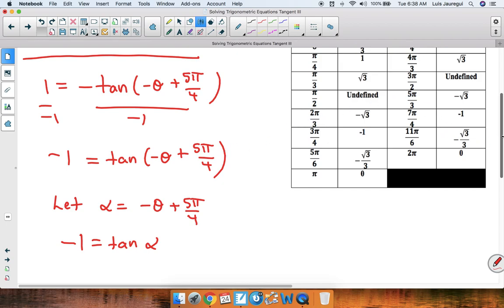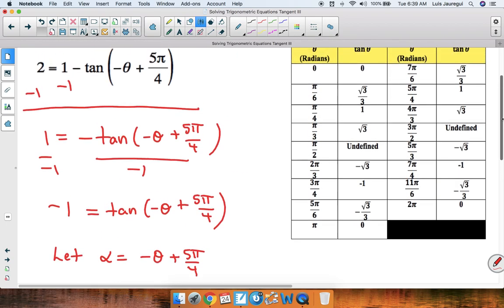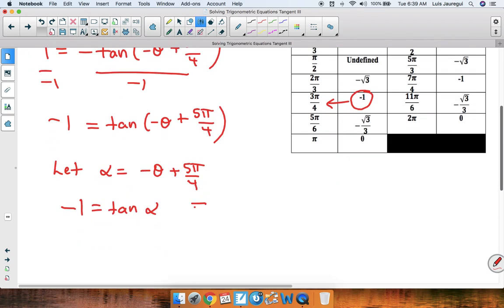So let's go to any values for the angles between 0 and pi that will give us a value of negative 1. Well, here it is. The alpha value here will be 3 pi over 4. So we can say alpha will be 3 pi over 4. Now, using that value for alpha, let's solve for theta.